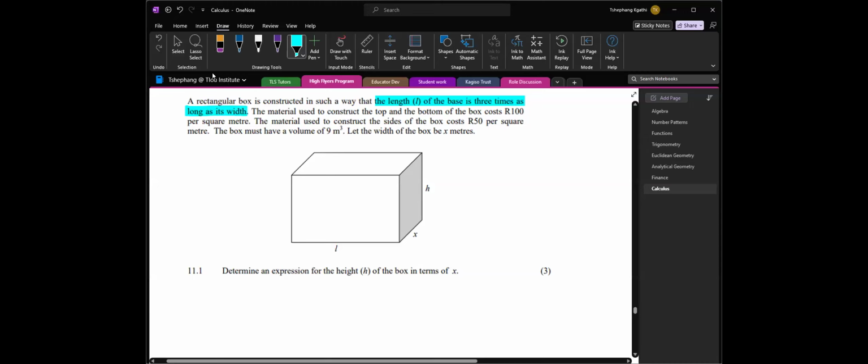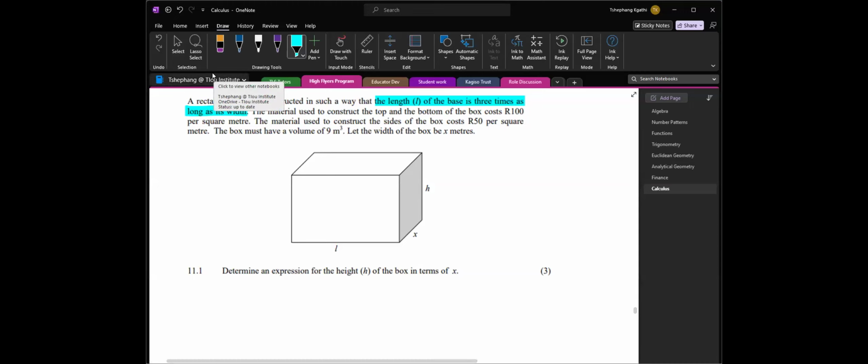Okay. Then the material used to construct the top and the bottom cost 100 rand per square meter. The material used to construct the sides of the box cost 50 rand per square meter. The box must have a volume of 9 meters cubic. Let the width of the box be x meters. Determine an expression for the height h of the box in terms of x.